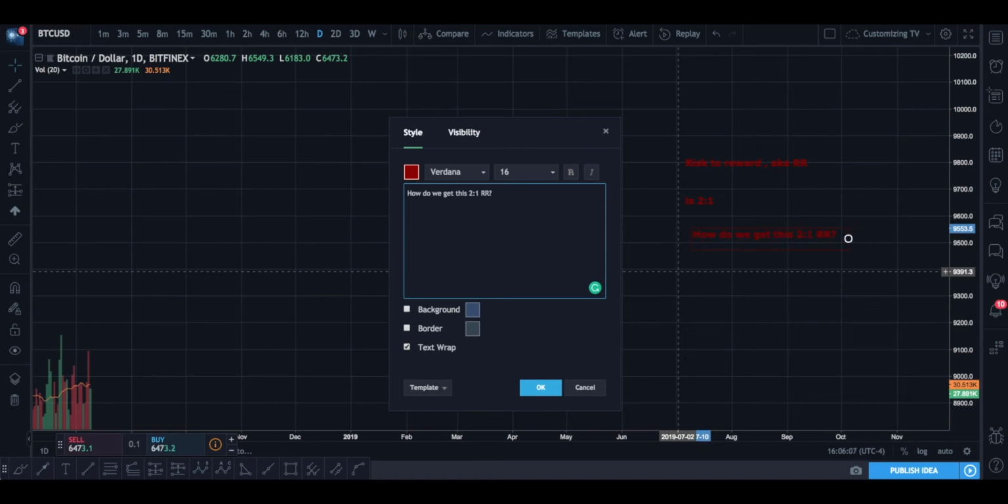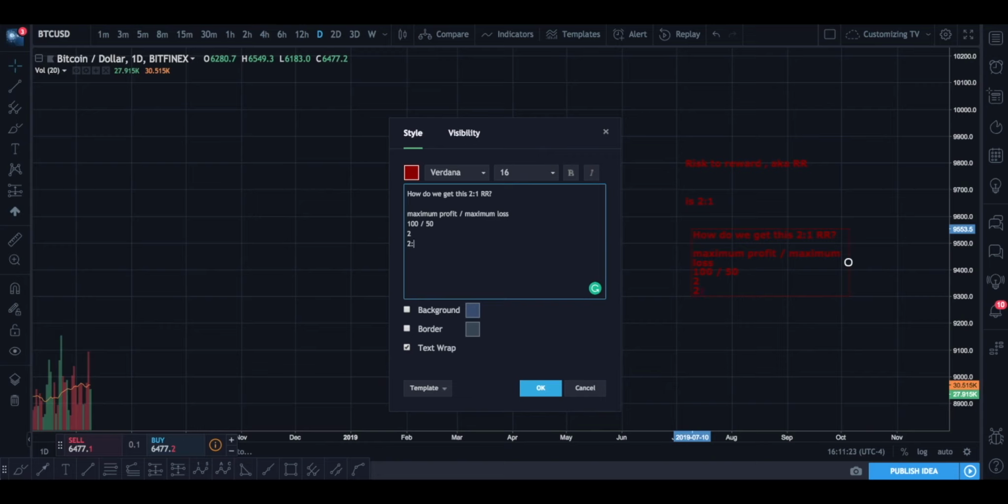We calculate it by taking your maximum profit divided by your maximum loss. Our maximum profit is 100 because we agreed if we make 100, we go home. Our maximum loss is $50 because we agreed if we lose $50, we go home. So this equals 2. Therefore, our risk to reward ratio is a 2-to-1, meaning that for every $50 that we are risking, we are also standing a chance of making 100. This is a fair risk to reward ratio.